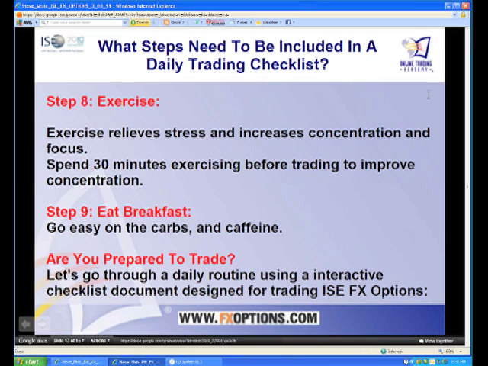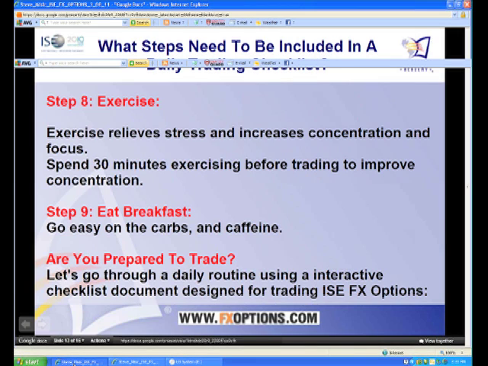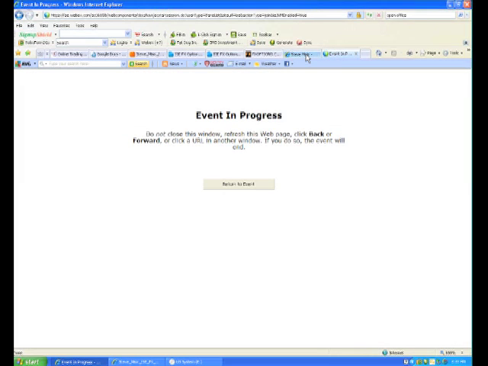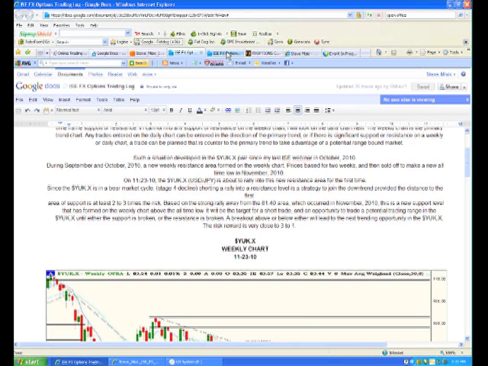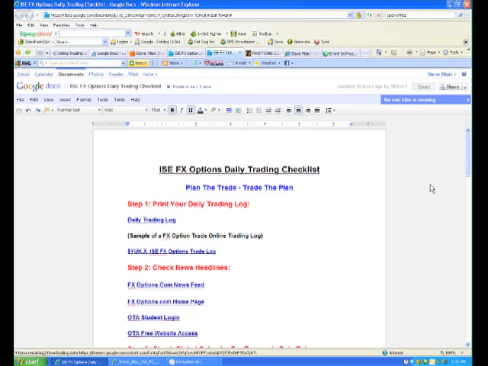So I'm going to try to get to the other page here. And if you guys could tell me when you see the, let's see here. All right. Let me know when you see a document that says ISE FX Options Daily Trading Checklist. We got it, Steve. Perfect.